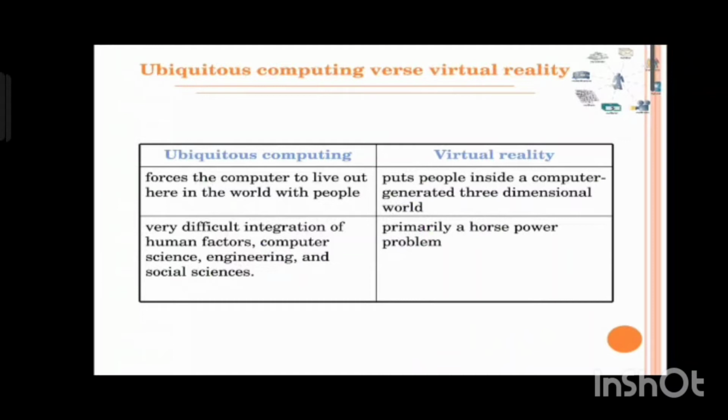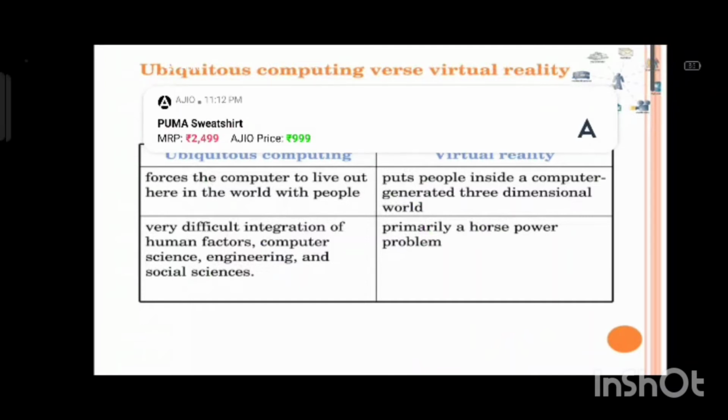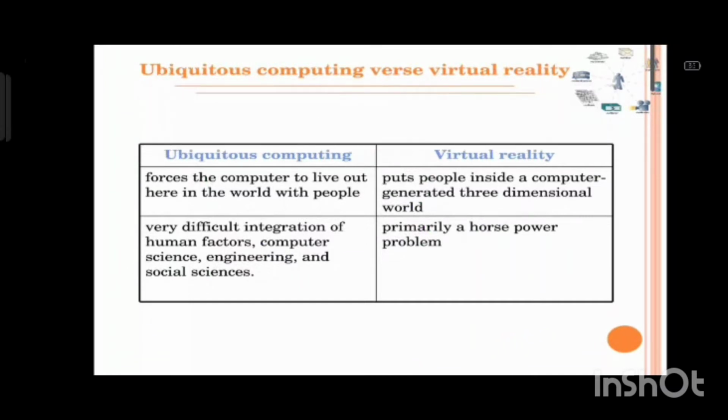In this, there are limited applications and activities. Ubiquitous computing is an integration of human factors, computer science, engineering, and social sciences, whereas virtual reality is primarily a horsepower problem.